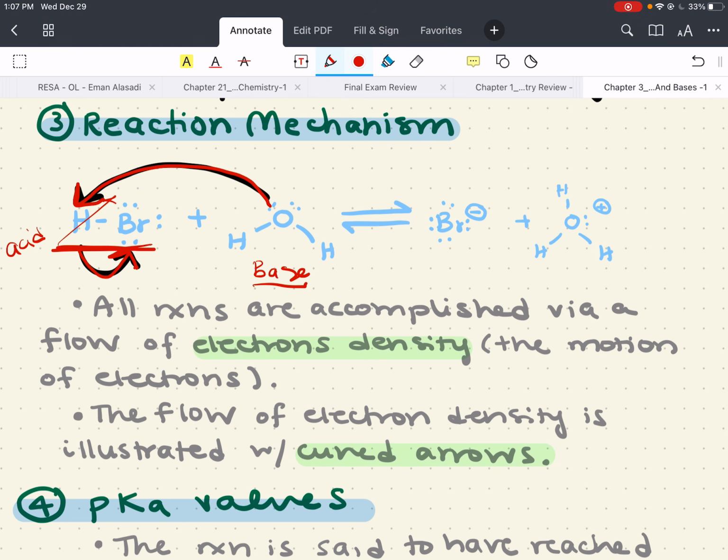The hydrogen is going to break off and dump its electrons to the bromine, and that's why you get this bromine with a negative charge. It has an extra lone pair. The acid has been deprotonated, and it's now a conjugate base, whereas your base has gained a hydrogen. Look at that. It's now referred to as a conjugate acid.